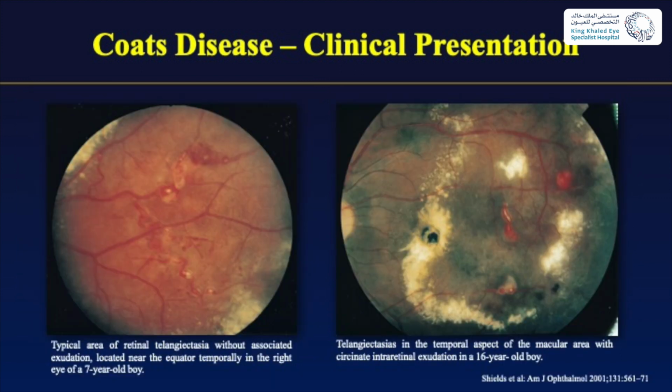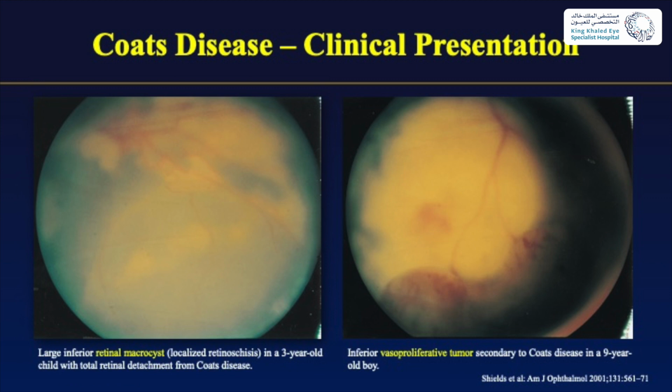These are fundus photographs from the same paper of Shields. As you can see here, saccular aneurysms with telangiectasia without exudation. In this fundus photo, you can see the aneurysms, telangiectasia, as well as hard exudates with foveal scar. This is a photo of a retinal macrocyst with retinoschisis, and this is for a patient with Coats disease and inferior vasoproliferative tumor.